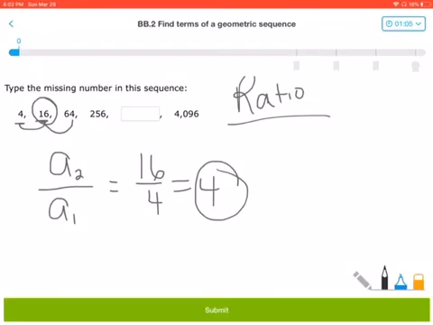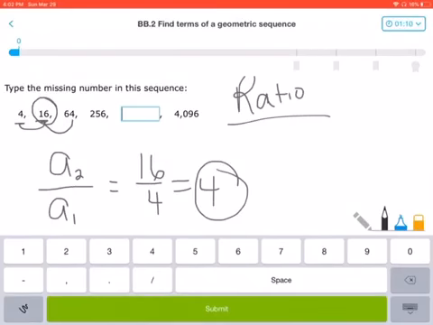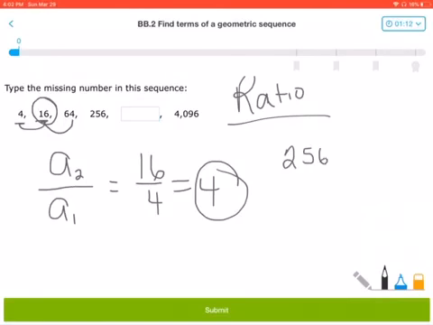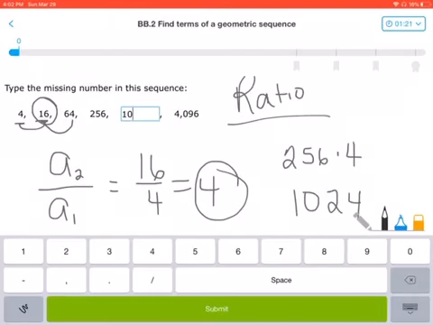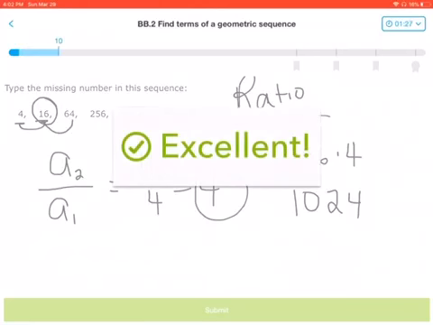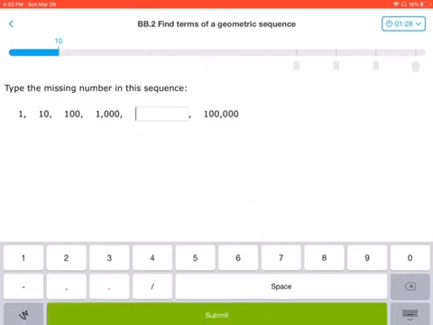So if I want to know what goes right there after 256, I would do 256 times 4. And I believe that's 1,024. Is that right? I think it is. Okay. So let's try some more.